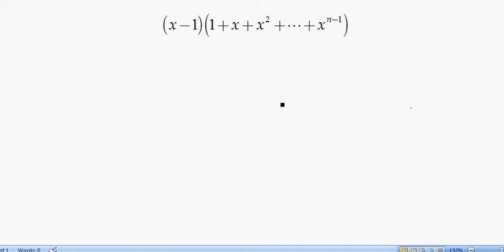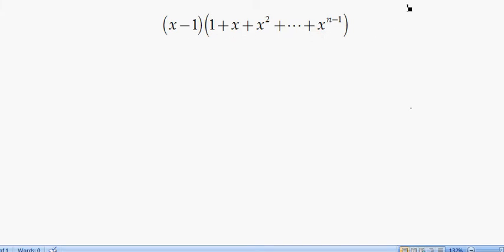In this video, we're just going to generalize what they do on page 243 in the textbook. So we start with the product of x minus 1 times this general polynomial, 1 plus x plus x squared, all the way up to x to the n minus 1. We want to multiply this out.